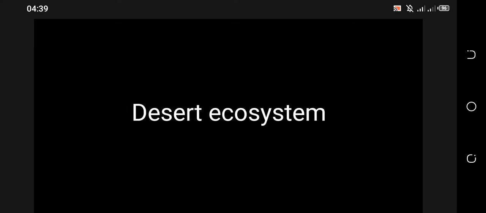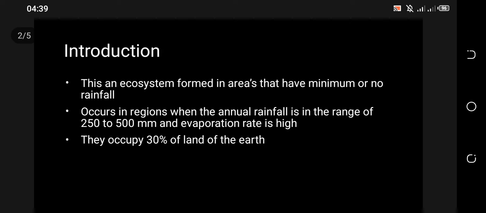So we've been discussing types of ecosystem. We discussed aquatic ecosystem, grassland ecosystem, forest ecosystem. So let us finish with desert ecosystem. Just to introduce what desert ecosystem is.